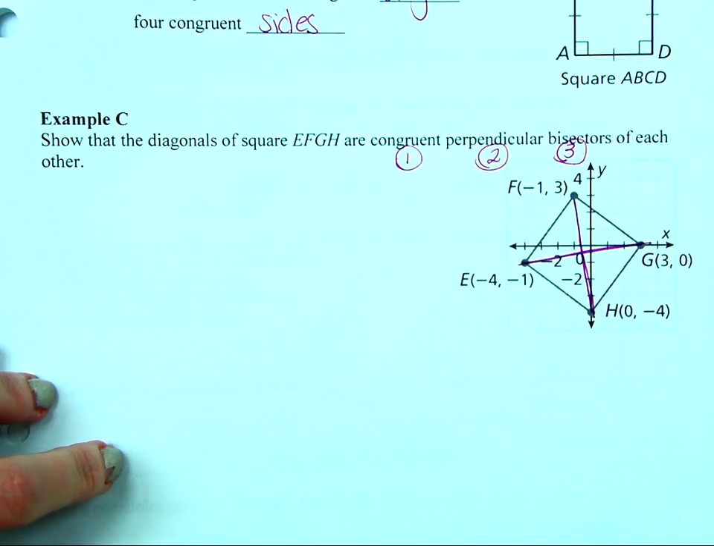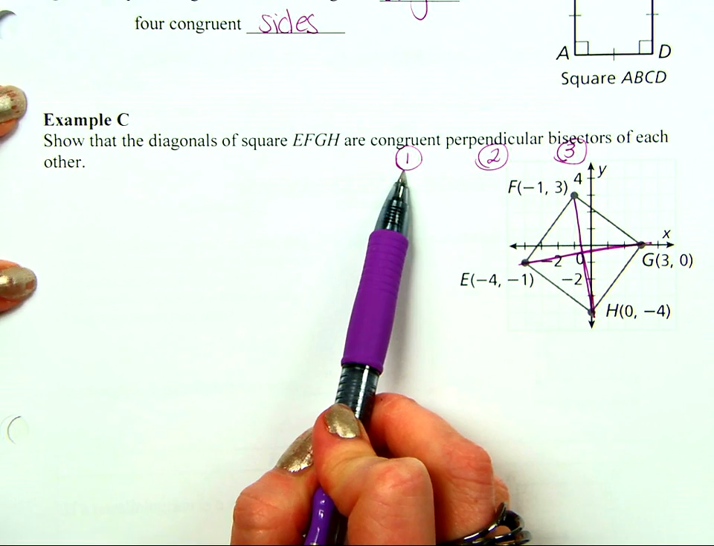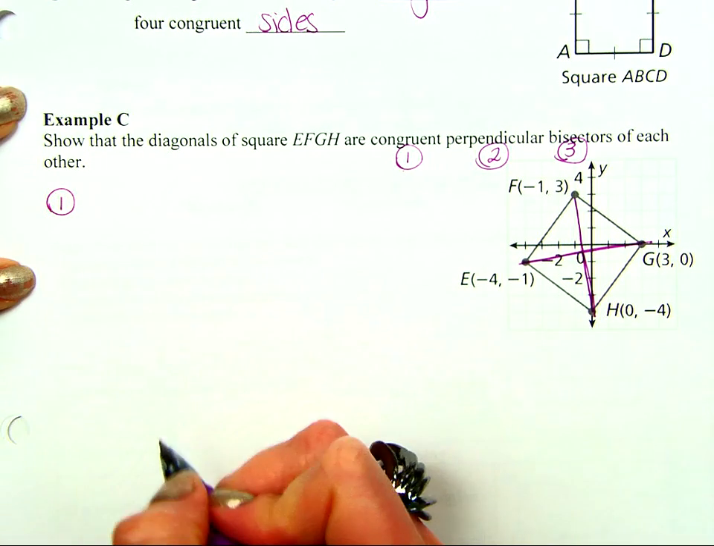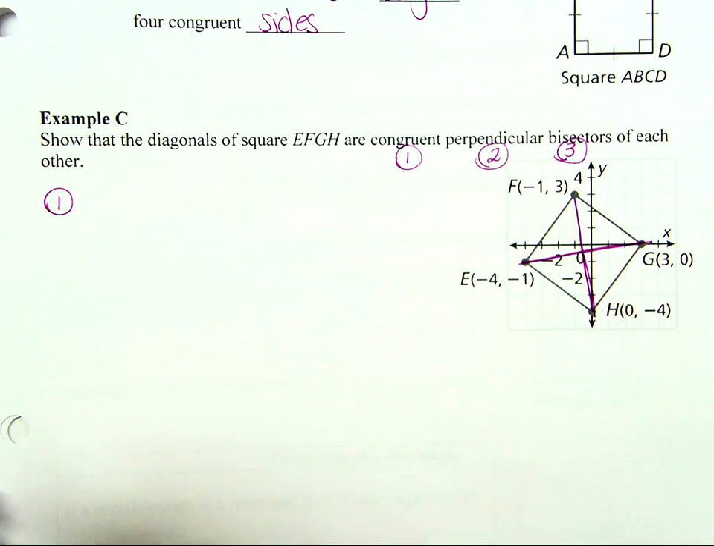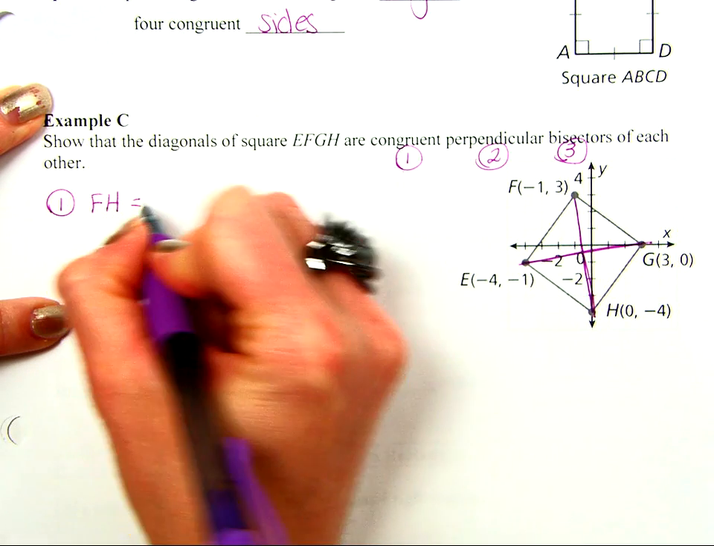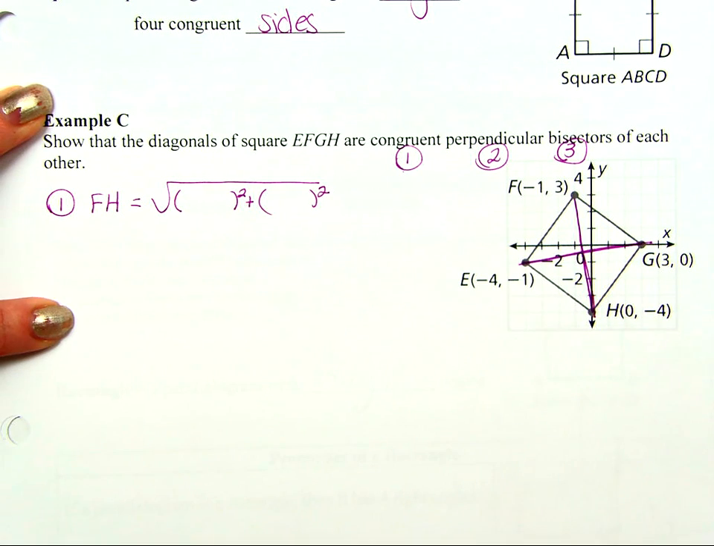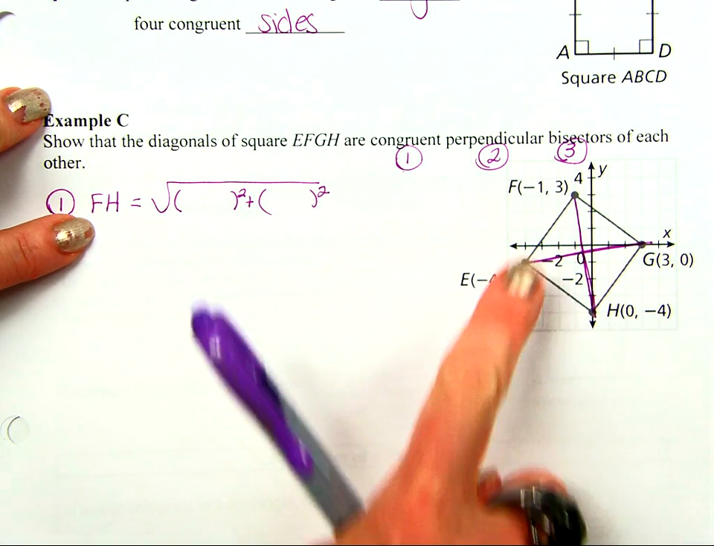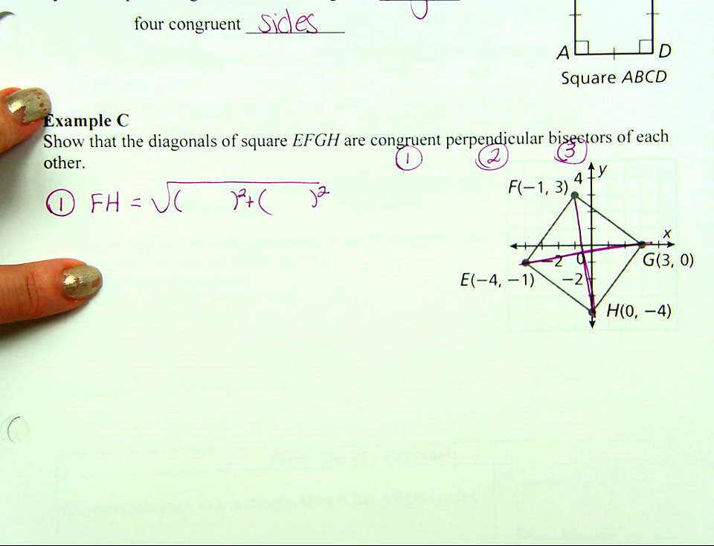The first part, we're going to ask ourselves, how would I prove that my 2 lines are congruent? What do we have in our math toolbox that would allow us to do that? Well, to prove 2 segments congruent, we can find the length, which means we are going to use our distance formula. So first I'm going to think about my segment FH and the distance formula, setting up like so. For FH, I'm going to be using my coordinates of F and my coordinates of H. My distance formula says x minus x quantity squared plus y minus y quantity squared.